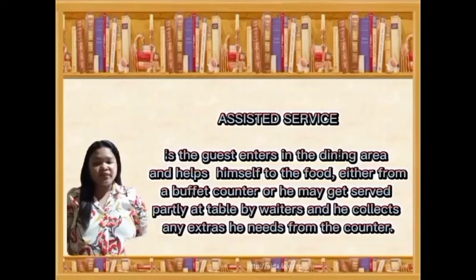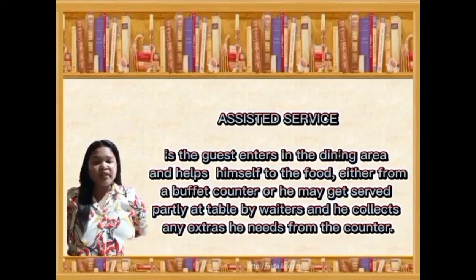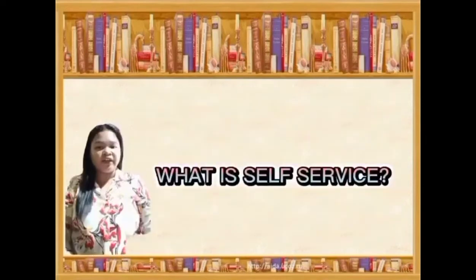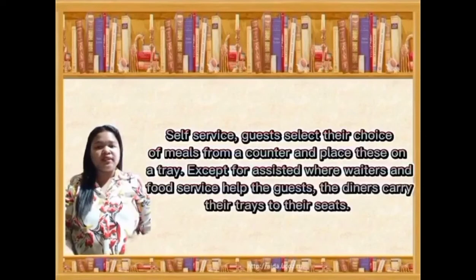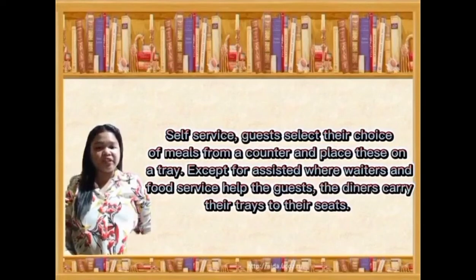The assisted service is when the guest enters the dining area and helps himself to the food, either from a buffet counter, or he may get served partly at table by waiters, and he collects any extras he needs from the counter. Okay, what is self-service? Self-service guests select their choice of meals from a counter and place this on a tray, except for assisted, where waiters and food service help the guests. The diners carry their trays to their seats.